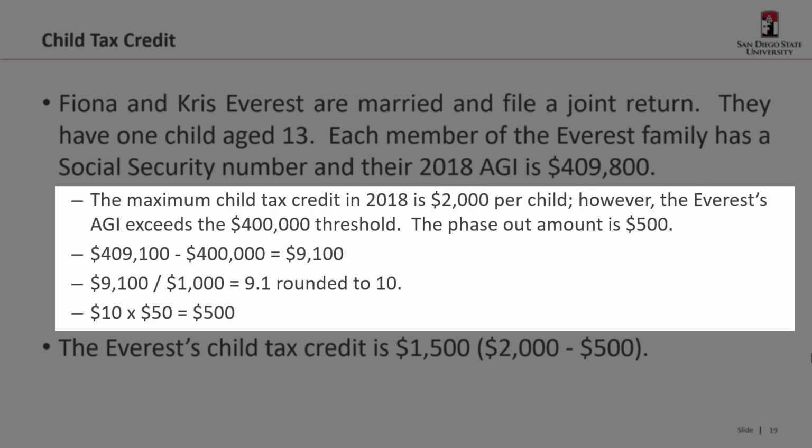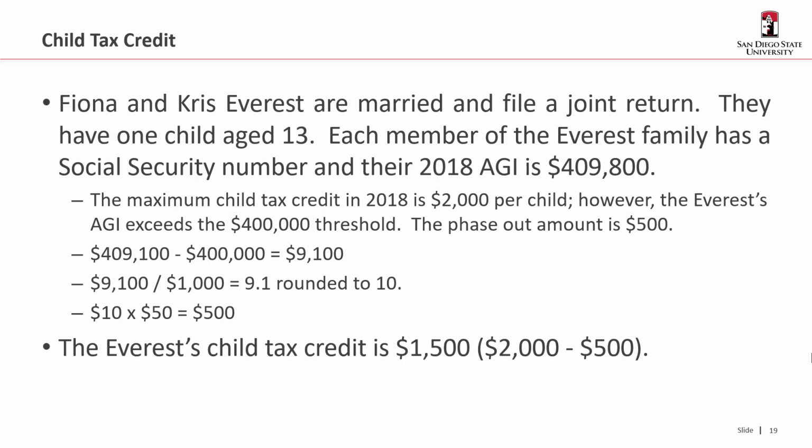So we take 409,100 minus 400,000. That's 9,100. 9,100 divided by 1,000 is 9.1, but we always round up for this phase out. So 9.1 actually rounds to 10. 10, not $10, but 10 times $50 is $500. As a result, they are required to phase out $500 of their child tax credit. And so it goes from $2,000 down to $1,500.